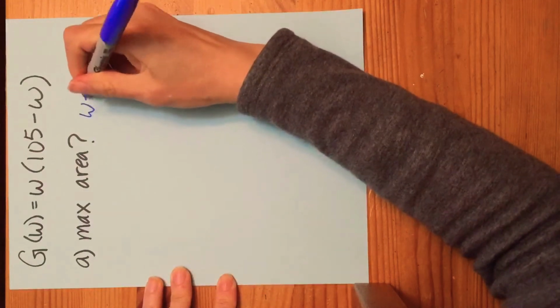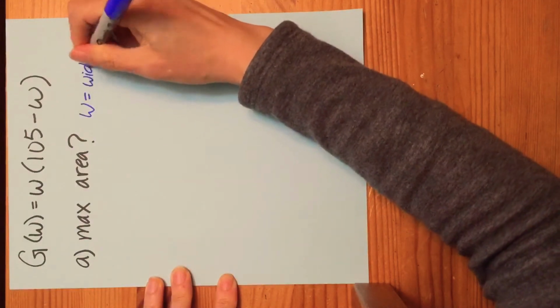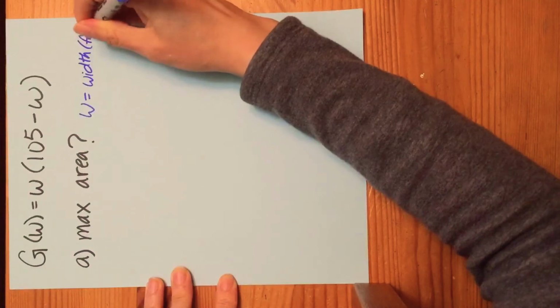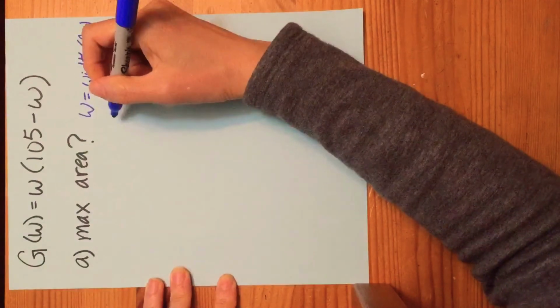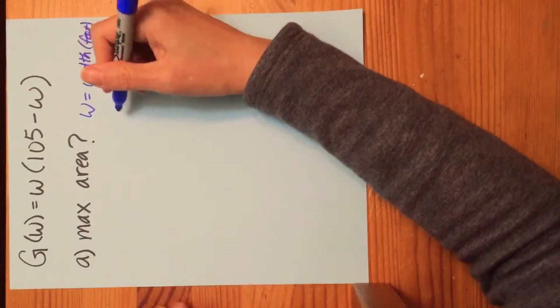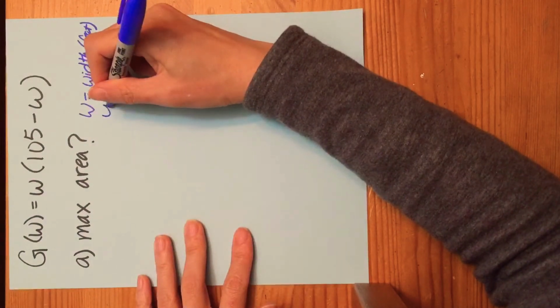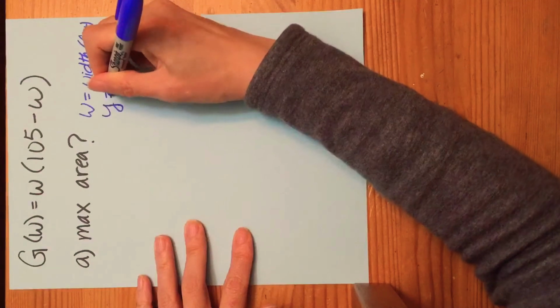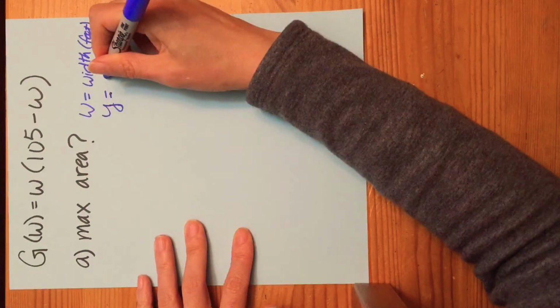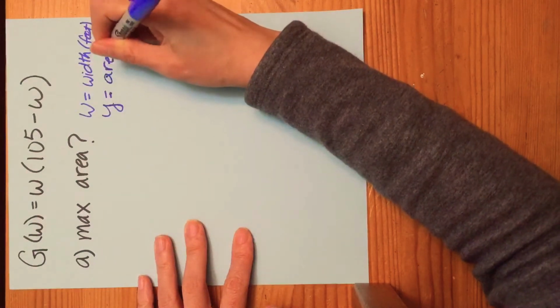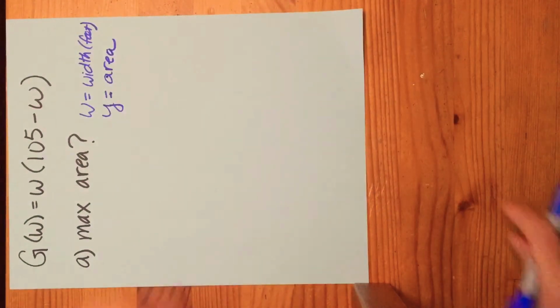So W was the width in feet, so I'm going to write that down because that's a good thing to do, especially if the words are unfamiliar. In this case, it might not be, but it's a good practice, especially if you see a bunch of science words. All right, the Y value, or G of W, is going to be the area. And I know that because the word problem said the garden's area as a function.